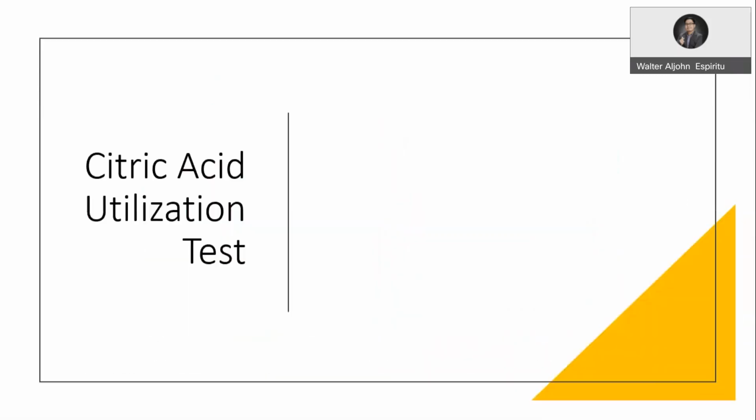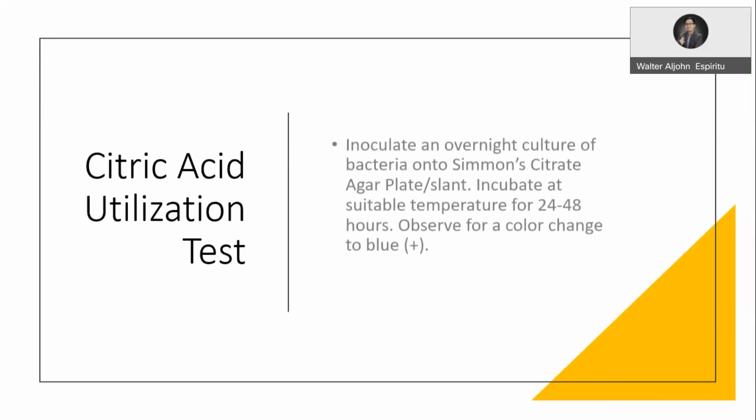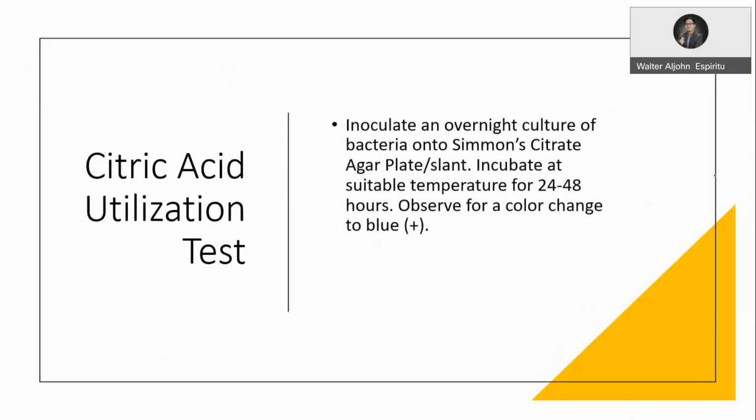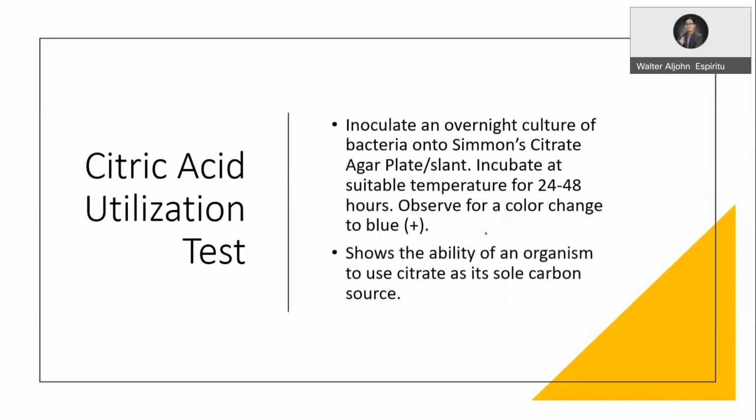Okay. So next is the citric acid utilization test. So technically, it's the utilization of the citrate or citric acid. Here we will use the so-called Simmons citrate agar slant. Upon inoculation, incubate the samples for 24 to 48 hours and observe a change of color to blue. It means that the organism or the unknown bacteria is able to use citrate as its sole carbon source, because in this Simmons citrate agar, the only carbon source there is the citrate. So you will check if the microbe can utilize the citrate as the only carbon source.